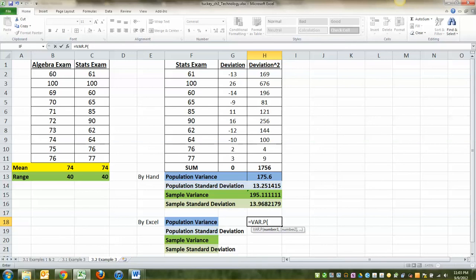parentheses, and then you just say what your data is, which it was these exam scores. Close my parentheses, enter. And there it is. Look at that. No table, no fuss, no muss. No fun in the sums, none of that junk. All right, what about the standard deviations?